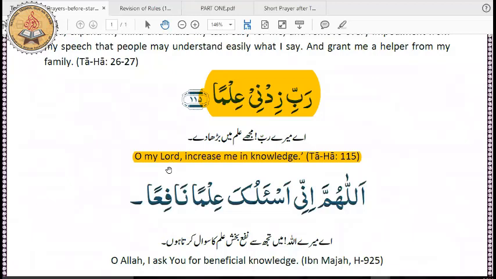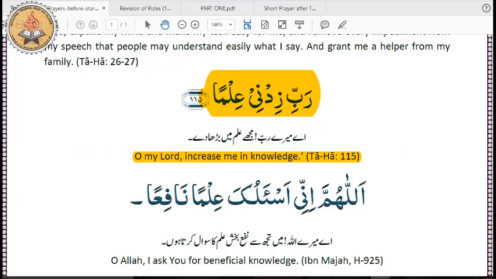Excellent, well done. And translation, please, can you read this? O my Lord, increase me in knowledge. Excellent. Well done. Surah Taha from the Holy Quran, and this is verse 115. Okay, excellent. Well done. Jazakumullah for your help.